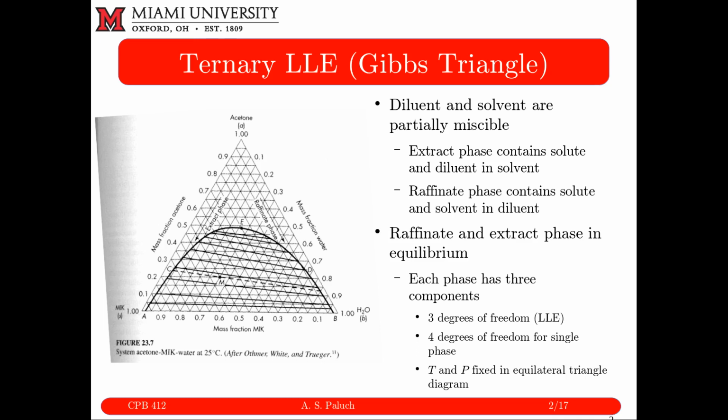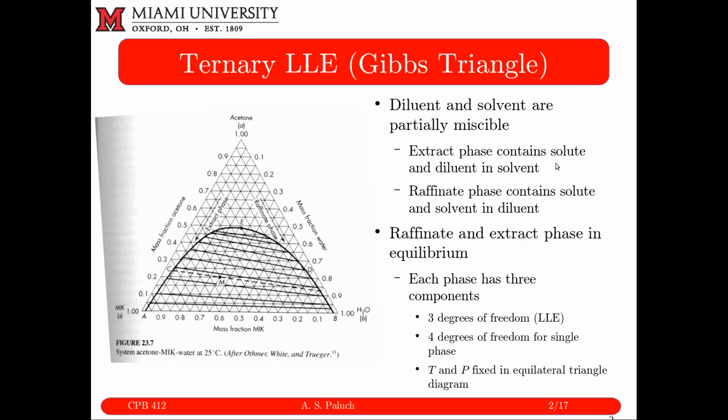Okay, and so what does this mean? Originally, my solute is going to be dissolved in my diluent. So initially, I have a solute dissolved in my diluent. Then I'm going to take that mixture and contact it with my solvent that I hope will preferentially suck up my solute. So my solvent is what I'm adding to try and preferentially suck up my solute. So my extract phase will contain my solute and diluent in my solvent.